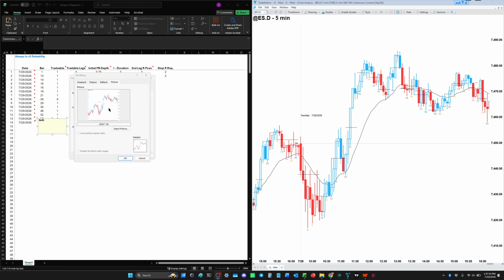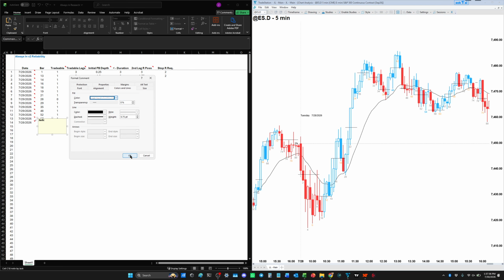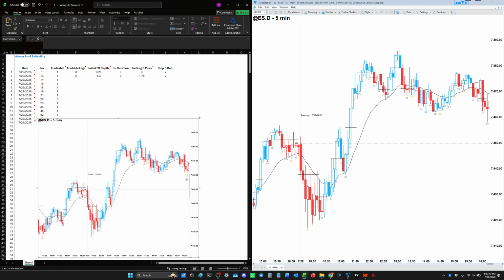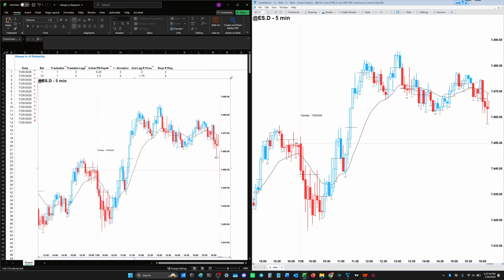So you can see I've inserted a picture here now. I can hit OK. I can hit OK again. I can drag this image so that it's bigger. I like to make it pretty good size so that it's easy to read when I'm putting in data.